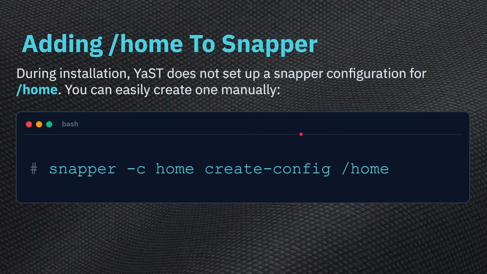Now, one thing to note when using the snapper tool is that SUSE doesn't include your home directory by default. So you run this command, snapper -c home create-config /home, and that will add your home directory to the snapper configuration tool, which is what I'll show you now.